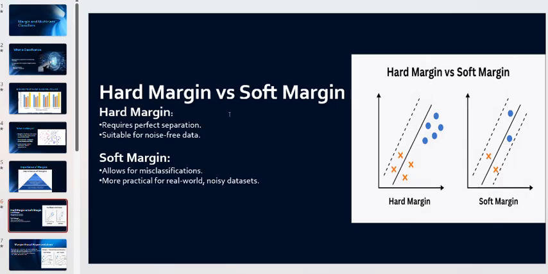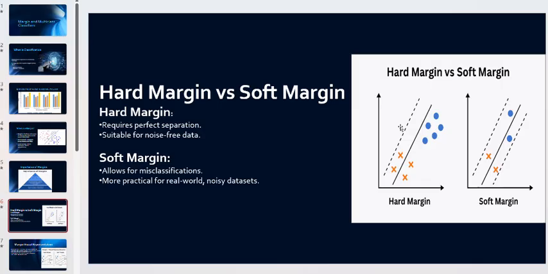Hard margin versus soft margin. Hard margin means the model tries to perfectly separate all data. That means no mistakes allowed, equals perfect separation. And soft margin means the model allows a few mistakes for better flexibility. This is more practical for real-world messy data.